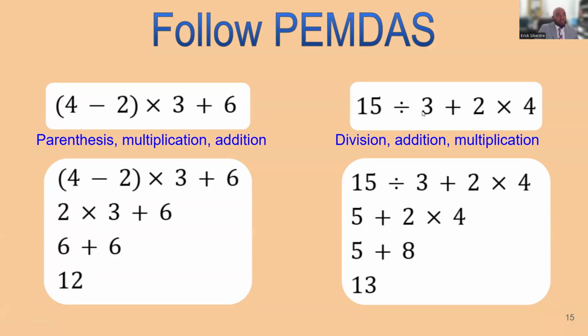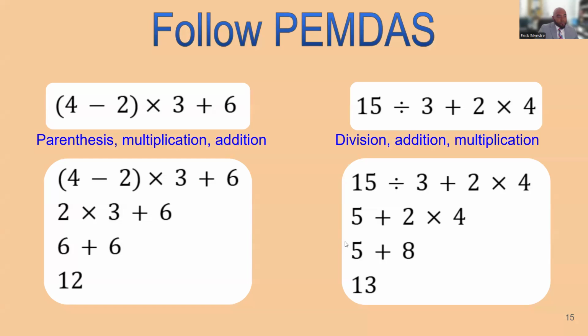Okay. Now the second one. The second one, we know that we had division, addition, and multiplication. If you look at the division and the multiplication, you will do the one that goes from left to right first. So I have 15 divided by 3, which gives me 5. Then I have 5 plus 2 times 4. We know that multiplication comes before addition. Therefore, 2 times 4 gives me 8. And finally, 8 plus 5 gives me 13.